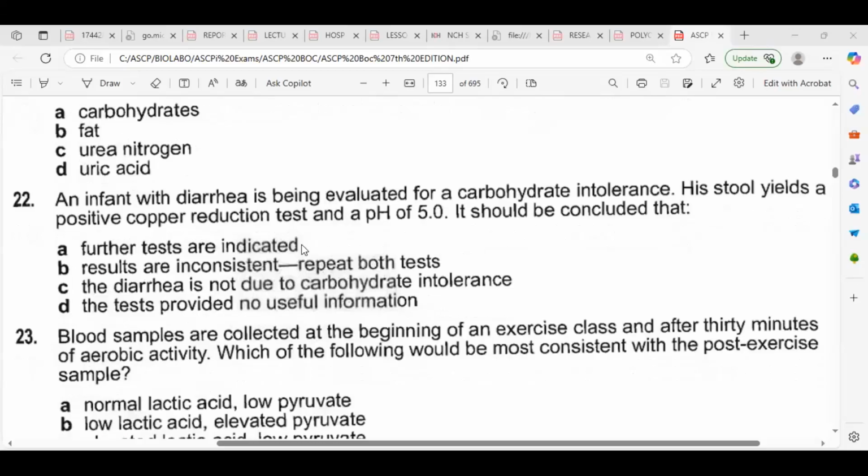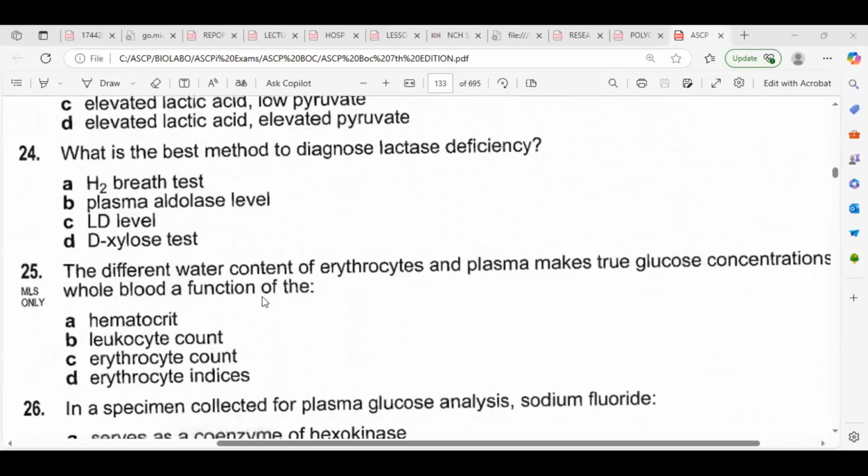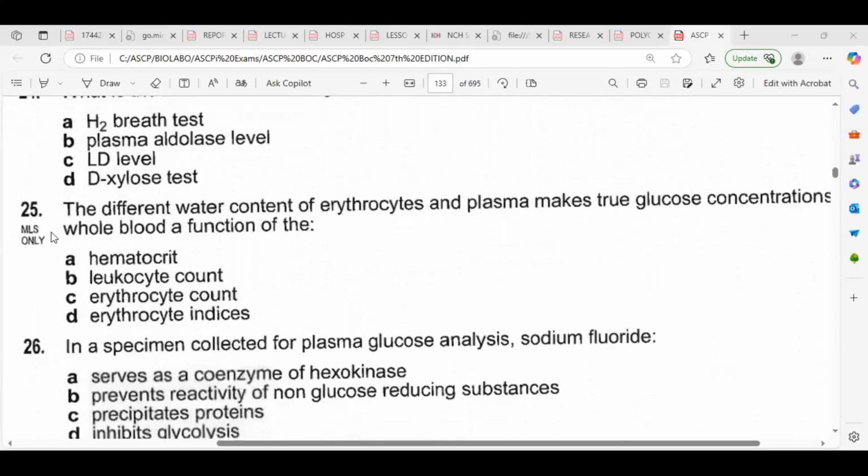Now, let's go to question 25. Yes, 25 is good for MLS because we didn't have many MLS questions in carbohydrates, but you will see them in other areas. So for carbohydrates, let's finish with this one. It will be enough.